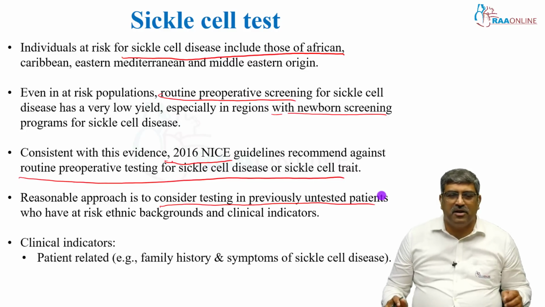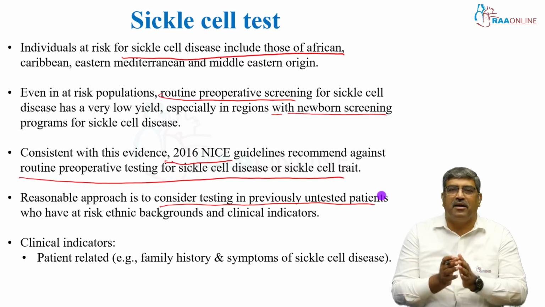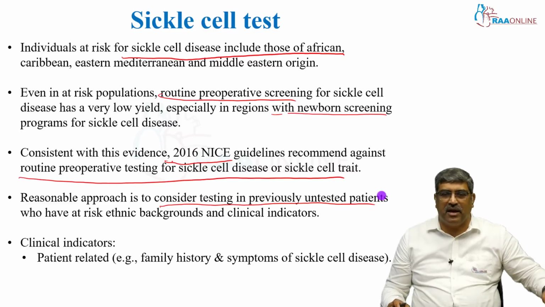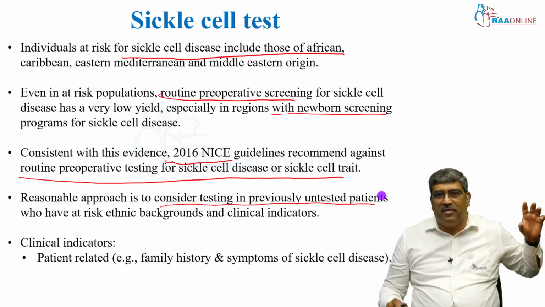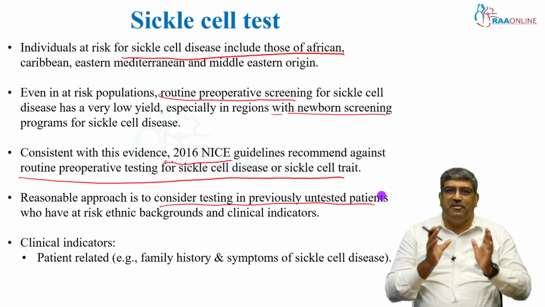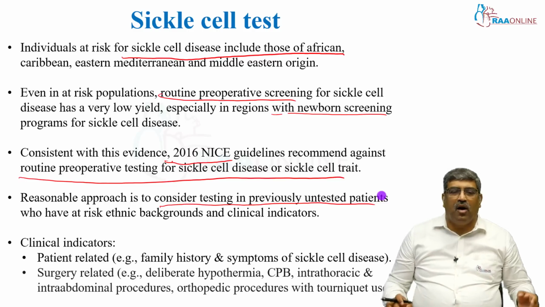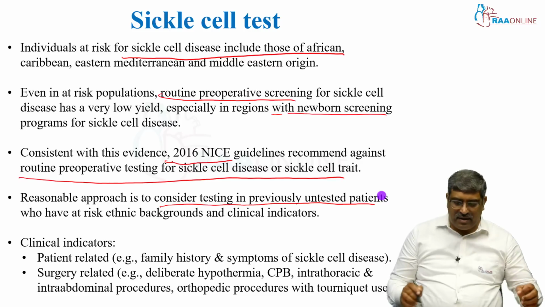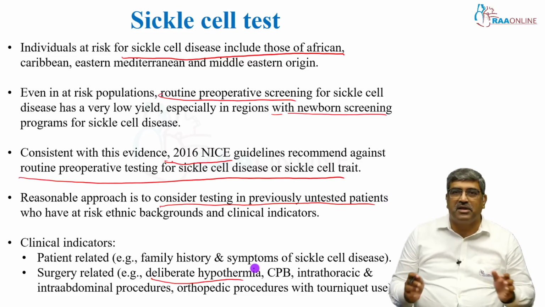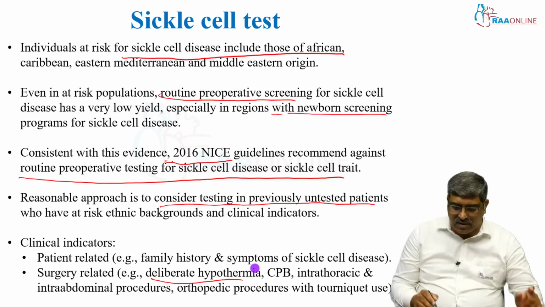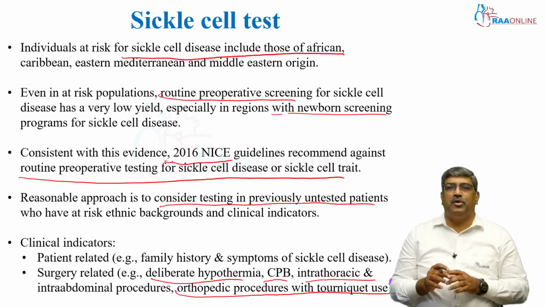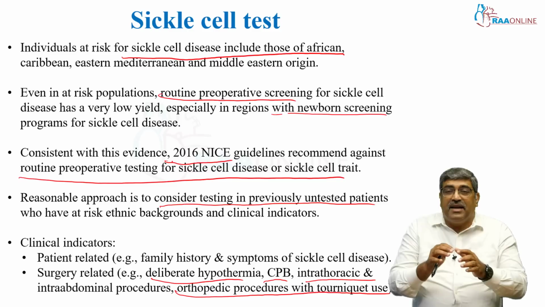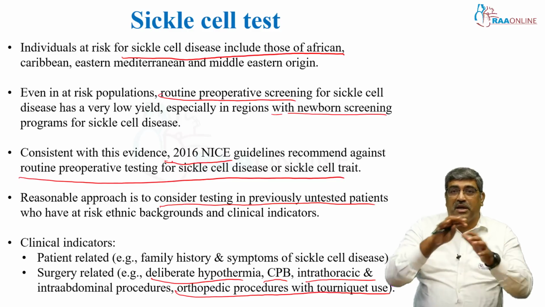The clinical indicators include patient-related ones. It might be a family history of sickle cell anemia or symptoms of sickle cell disease like a vaso-occlusive crisis. Here the vaso-occlusion is caused by the RBC which becomes sickled. Or surgery-related clinical indicators: deliberate hypothermia, which can cause the RBC to become sickled, cardiopulmonary bypass, intrathoracic and intra-abdominal procedures, and orthopedic procedures with tourniquet use. These are the clinical indicators for the RBC to become sickled.